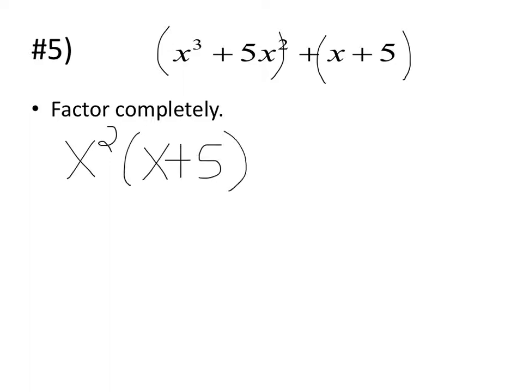In this second group, I can't factor out anything, so I'm going to assume a 1 in front of it, and that leaves me with x plus 5. Because my parentheses match, factoring by grouping worked.